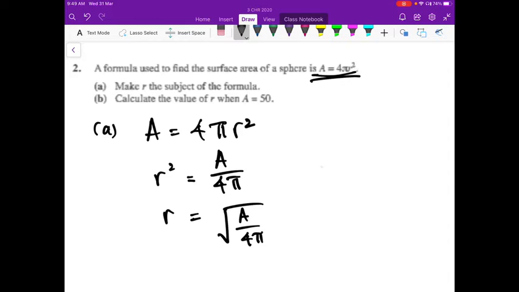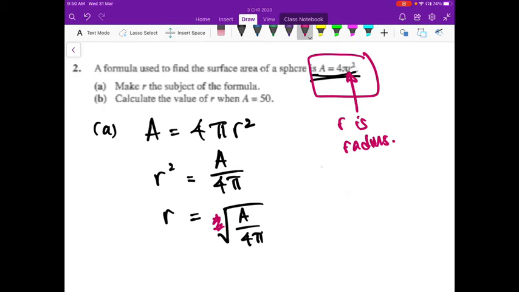This is not wrong. But when you introduce the square root yourself, you are supposed to put the plus minus, right? Don't forget the plus minus. But in this case, it is okay for us to remove the plus minus. Why? Because they told us that this is the formula for area. Then we know that the value of r is radius. Radius must be more than 0. Right, radius cannot be negative. That's why we can remove the plus minus to become just plus only.